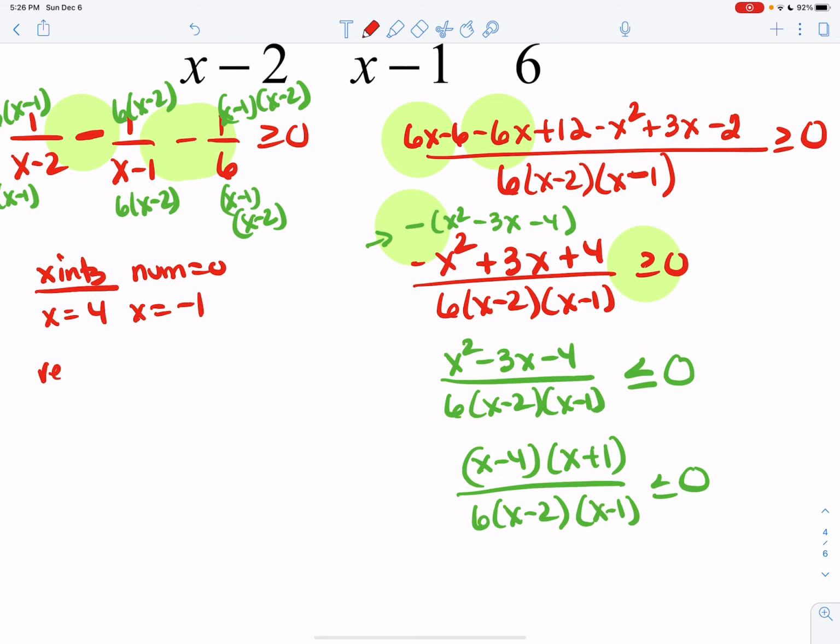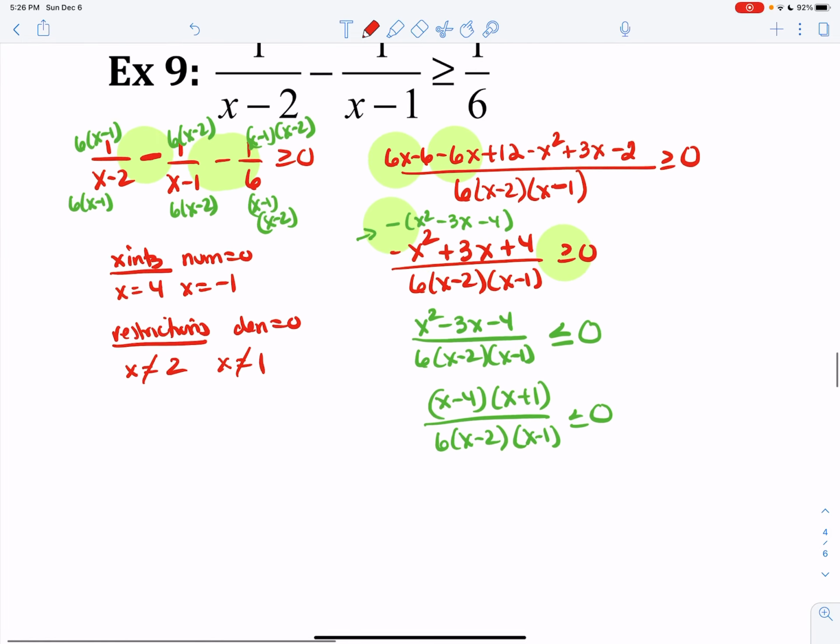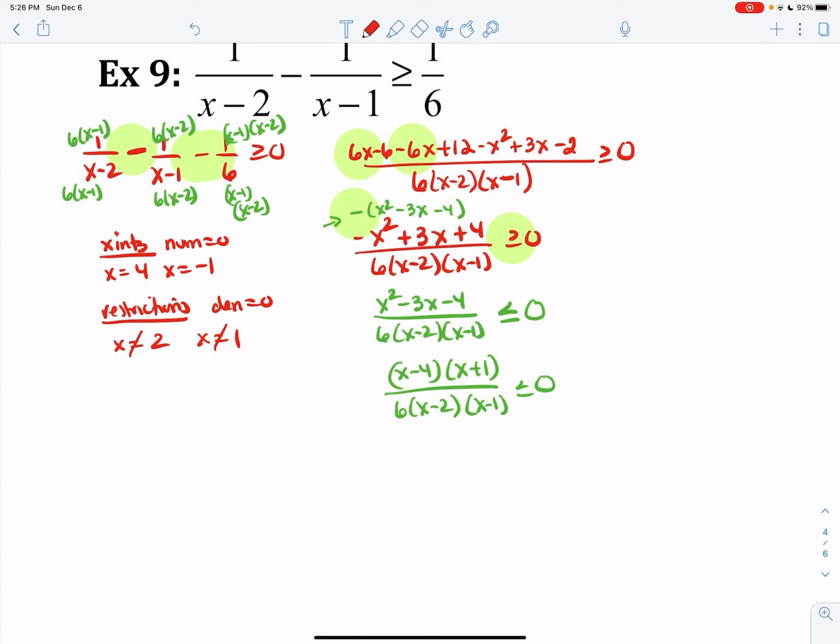We also need to figure out our restrictions, and we know with a fraction, that's when our denominator is equal to 0. So we have a restriction at x equal to 2 and at x equal to a positive 1. So we want to make sure we do not use those two values in our final answer, but we are going to use them for our number line. So as we go through, we need to use all 4 of those.